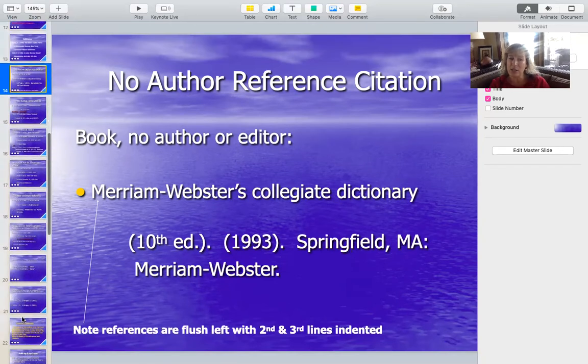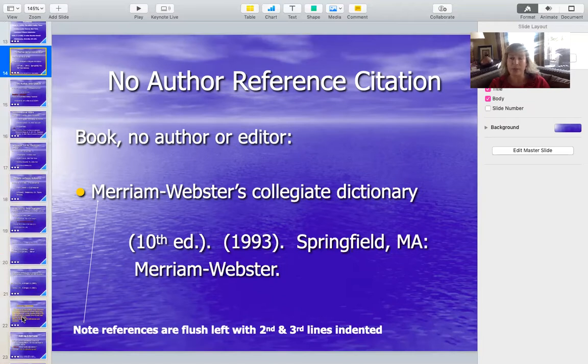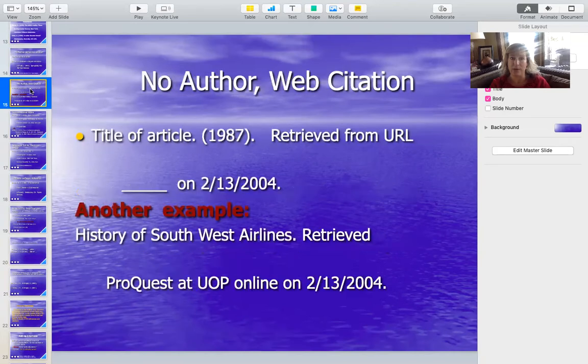I strongly suggest you reference the OWL at Purdue. That is the online writing lab. And they have the full APA and MLA latest information that you can get there. So that's certainly a good place to check out.